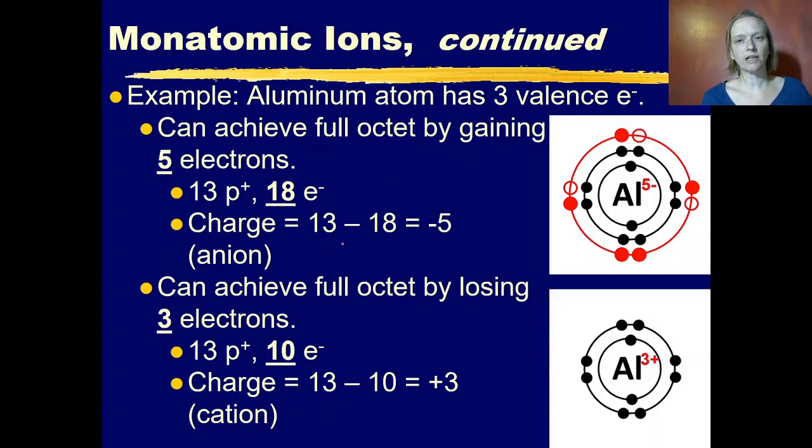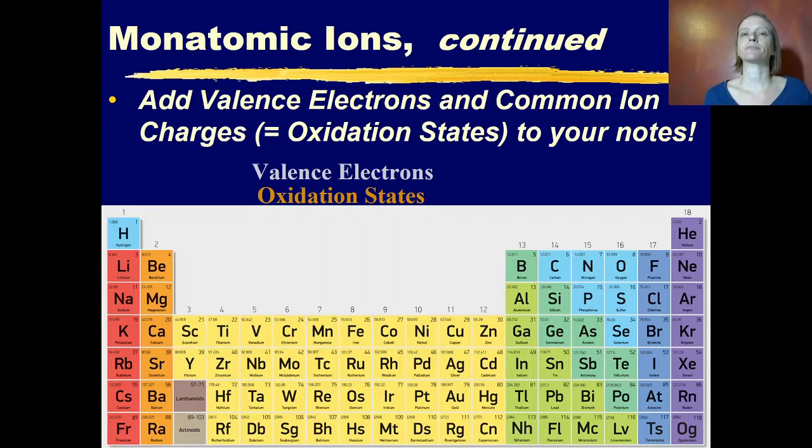Which one of these is more likely to occur? The one that has the less large of a charge. So aluminum with a charge of plus 3 is more likely to occur because it involves moving fewer electrons. The fewer electrons you have to move, the better. So losing 3 electrons is better than gaining 5 electrons.